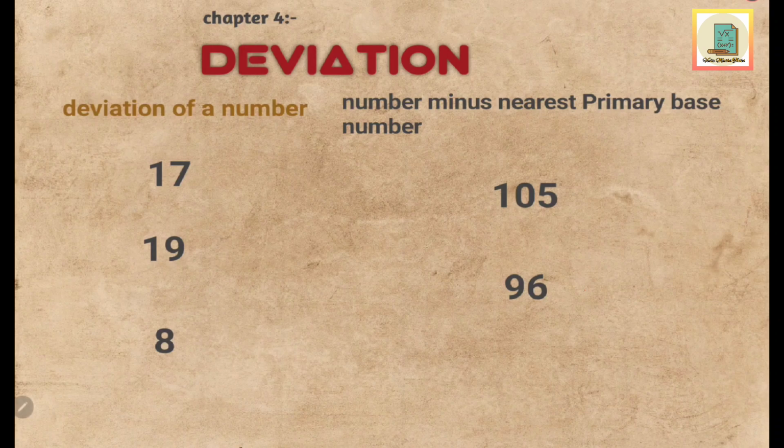Here the number is 17. The nearest primary base number to 17 is 10. So the deviation is the number minus the nearest primary base number. The number is 17 and the nearest primary base is 10. So 17 minus 10 gives you plus 7. So the deviation for 17 is plus 7. Now let's find out the deviation of 19. The nearest primary base number to 19 is 10. So 19 minus 10 gives you plus 9 as deviation.